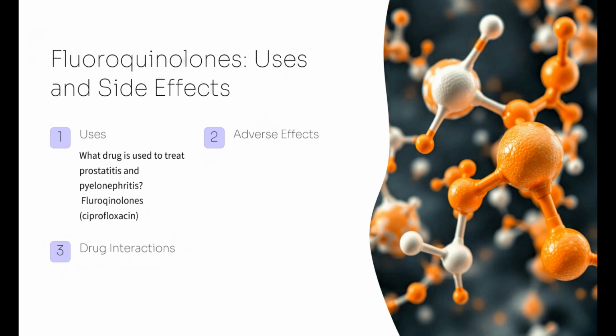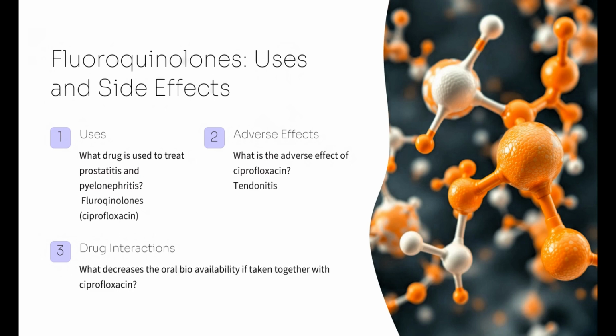And what is the adverse effect of fluoroquinolones? The adverse effect of ciprofloxacin is tendonitis, especially of the Achilles tendon. What is a drug interaction that it causes? The oral bioavailability is decreased if ciprofloxacin is taken along with divalent cations such as calcium and iron.